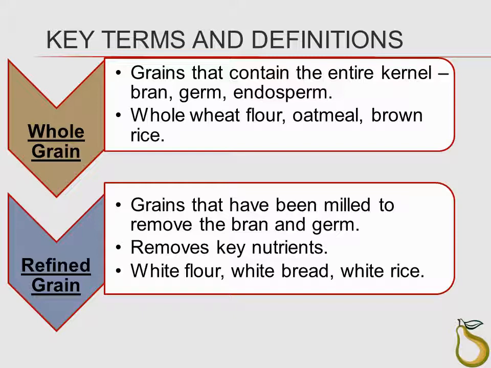Whole grains. Whole grains contain the entire grain kernel, the bran, germ, and endosperm. Examples of whole grains include whole wheat flour, bulgur, which is cracked wheat, oatmeal, whole cornmeal, and brown rice.